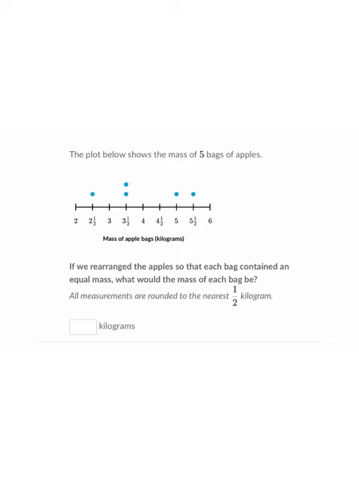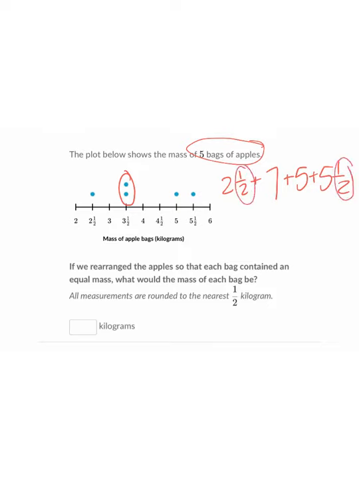So once you've tried this on your own, you're trying to figure out, there's 5 bags of apples, and we want to make it so it's equal in each one. So I need to add up all my amounts. I've got 2 1/2, 3 1/2 plus 3 1/2, which I already know is going to be 7 wholes. 5 is 5, and 5 1/2. So now I know I can really just take these halves and add them together as one whole. So now I've got 2 plus 7 plus 5 plus 5 plus 1.